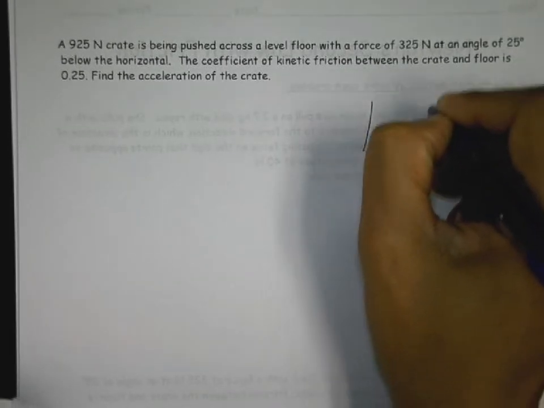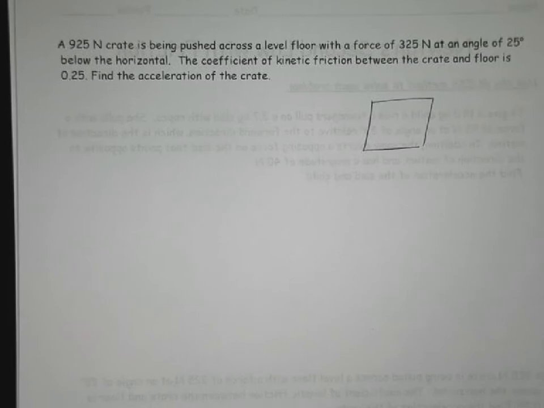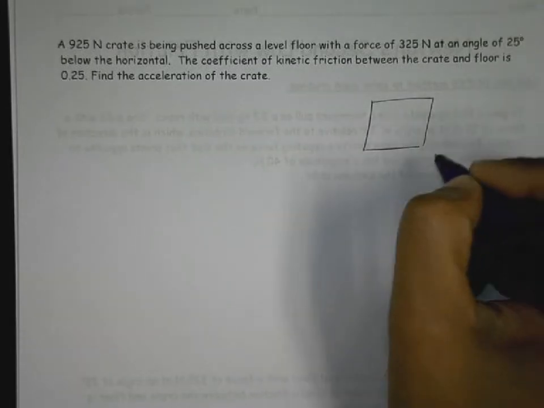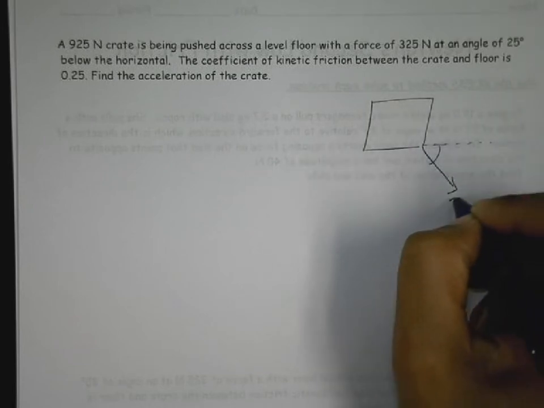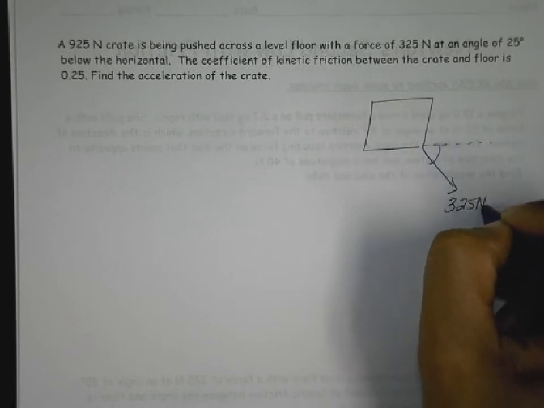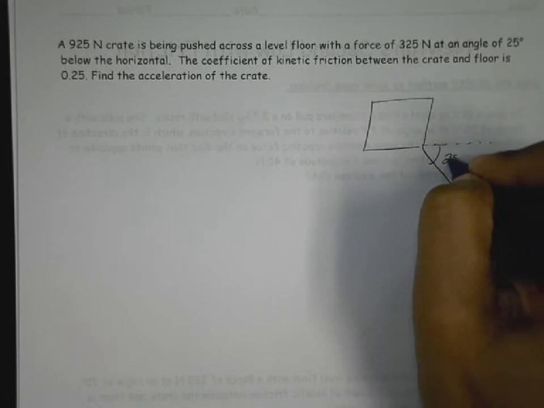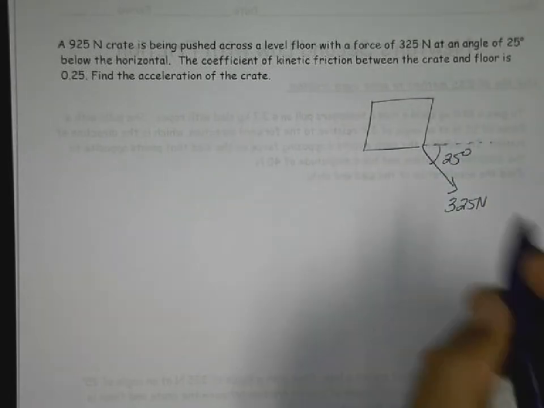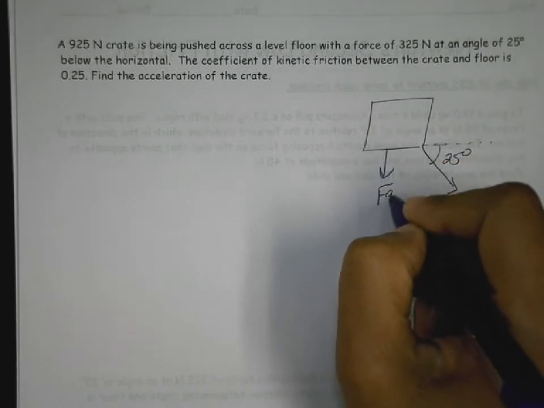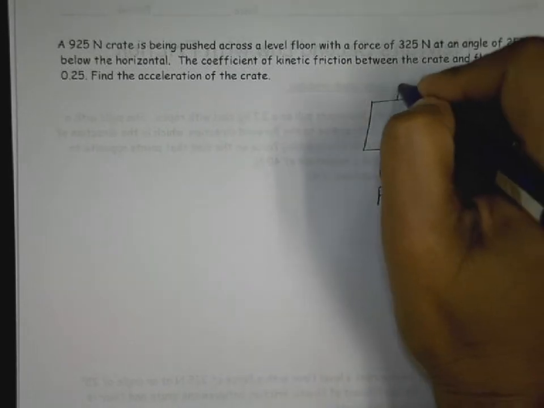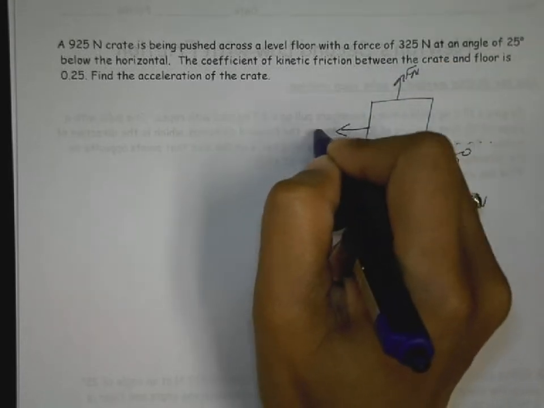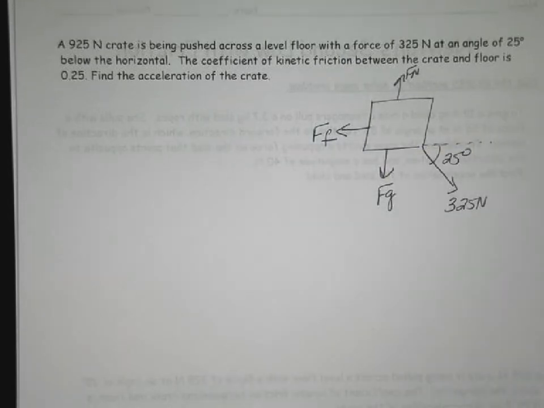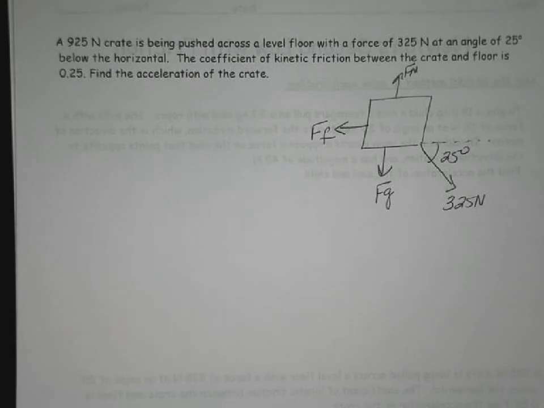So here's my diagram, and I'm moving to a pen. I'm hoping I can fit more on the paper. I'm pushing down 325 newtons, and this is 25 degrees. And I still have force of gravity, and there's still normal force, and there's still force of friction. Okay? So the question, let me find the question.